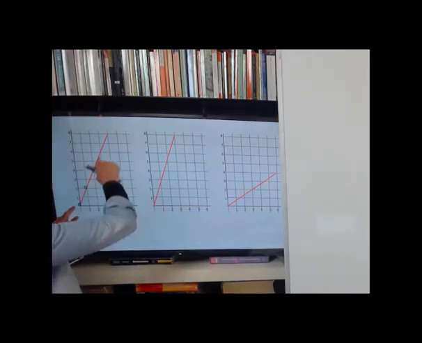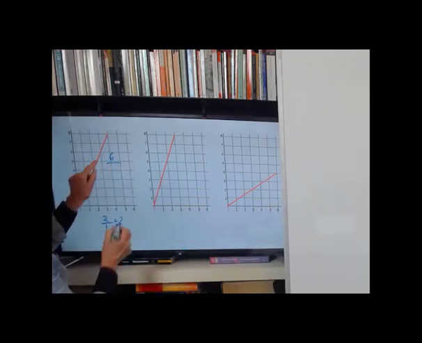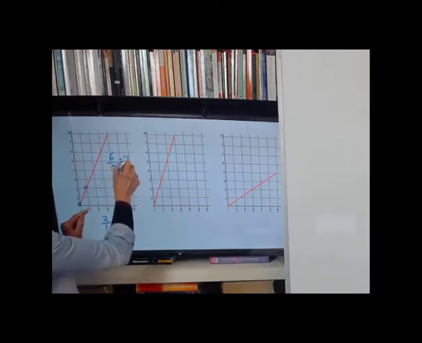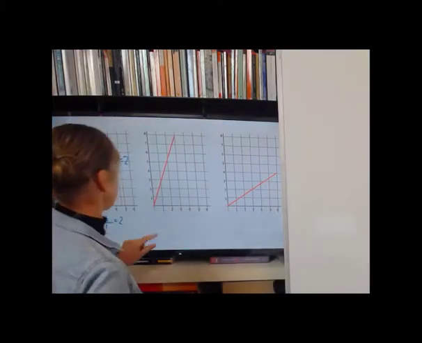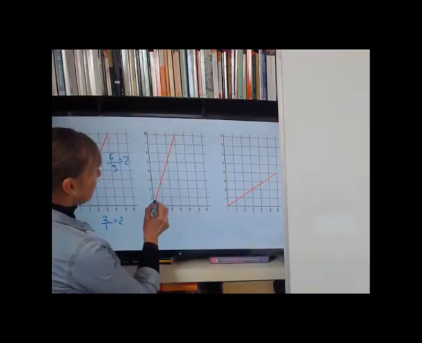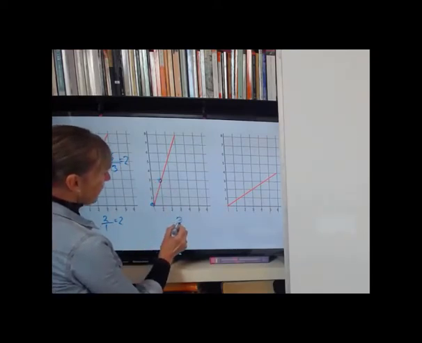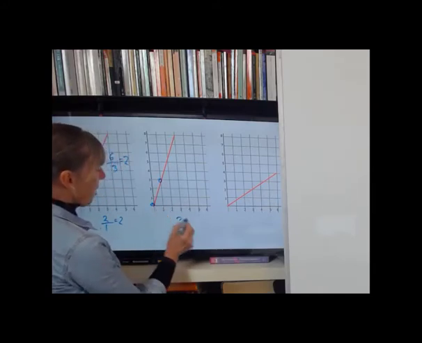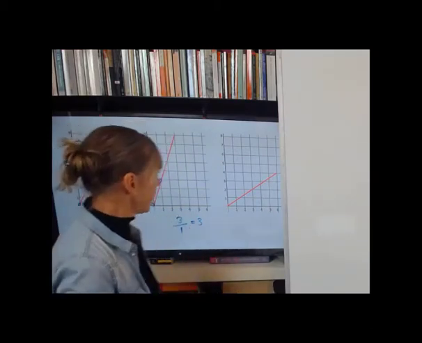I can see that it's going up 2 for every 1 across. If we look at this point here, the change in y was 6, and the change in x is 3, but it's still 2. It doesn't matter where you do it. What about this one? Well, it would be convenient to look from there to there, and the change in y is 3 over the change in x, which is 1. Remember, it's the change in y over the change in x.